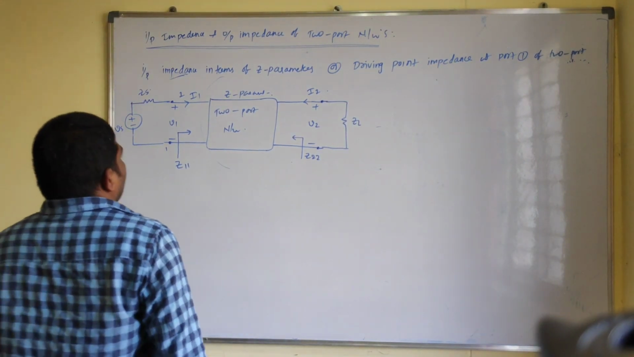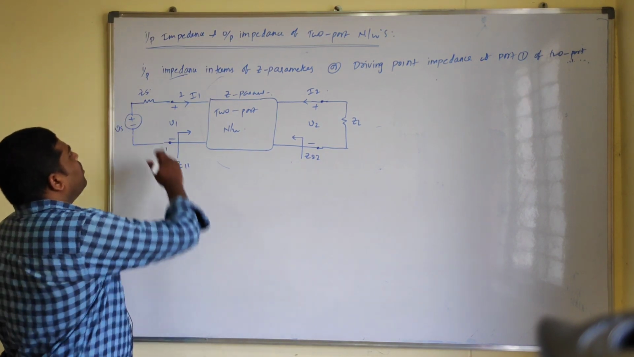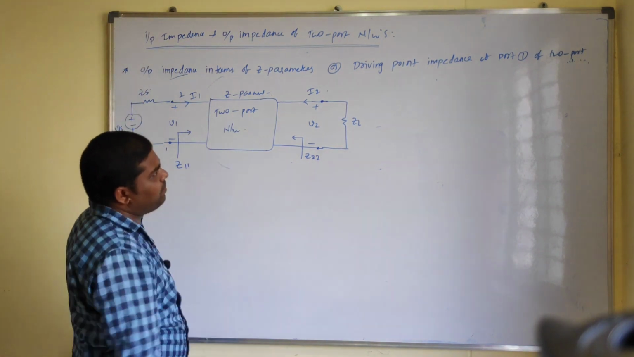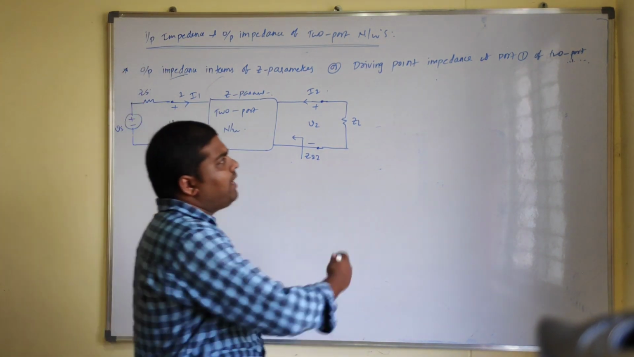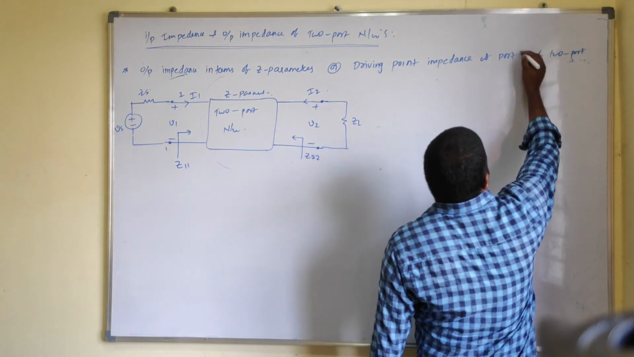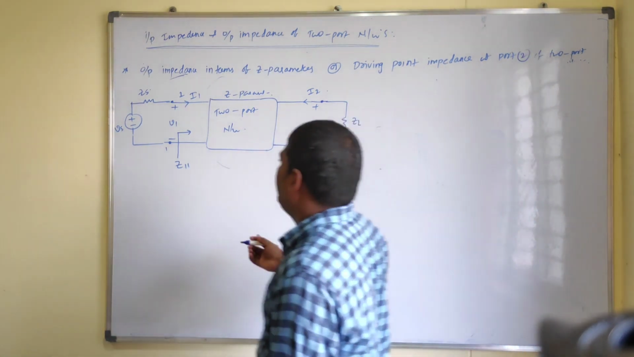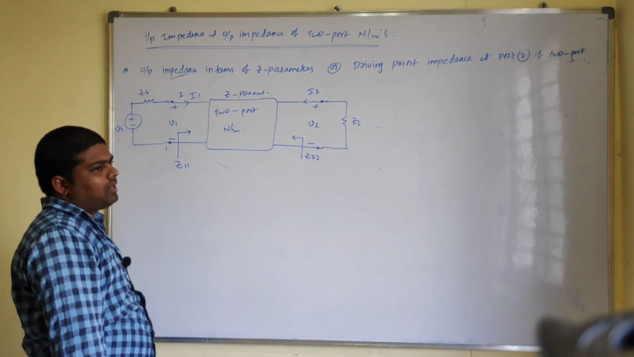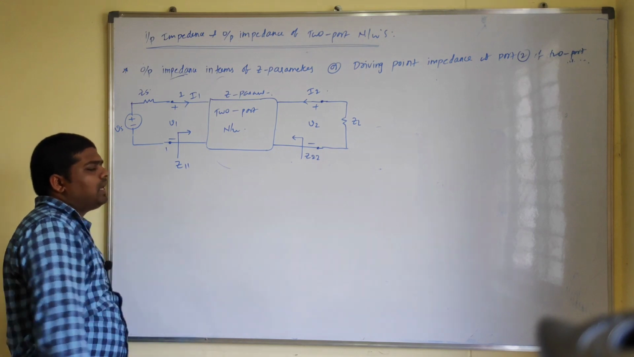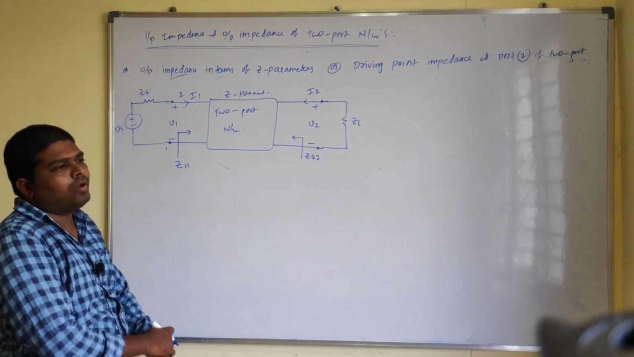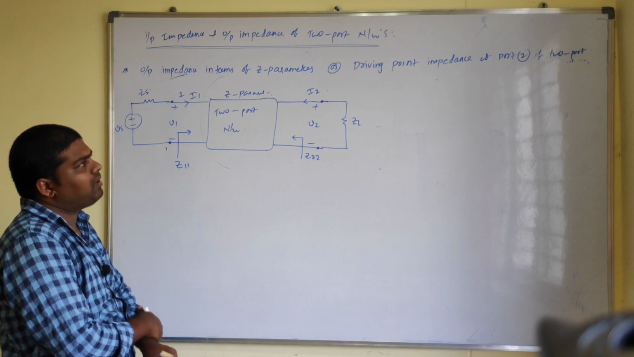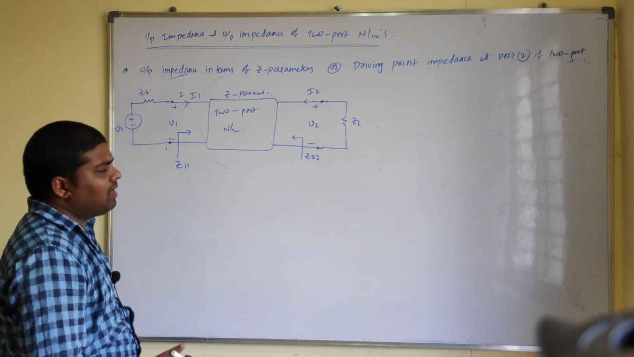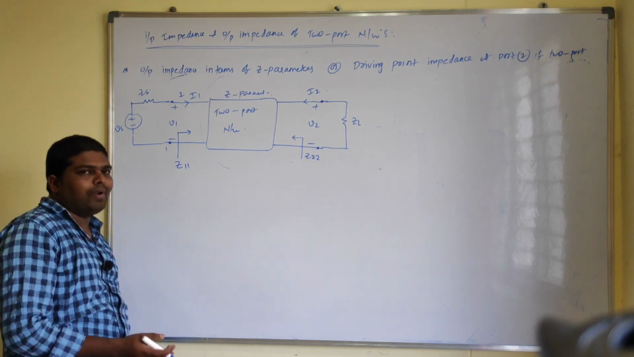Now the second thing is output impedance. Output impedance in terms of Z parameters, otherwise the driving point impedance at port 2 of a given 2-port network. This is the port 1 area, this is port 2. They provide a certain 2-port network, including a voltage source as well as a load, and for that configuration you need to calculate the output impedance, which is also called the driving point impedance at port 2.